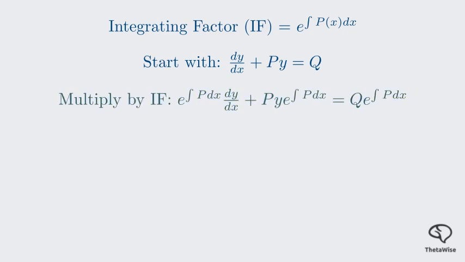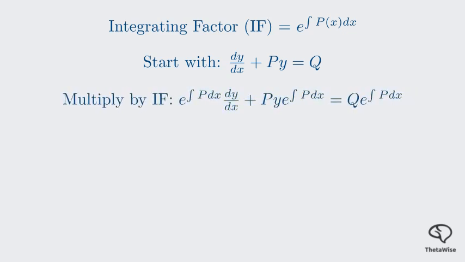It's the result of applying the product rule for differentiation. Specifically, the left-hand side is the exact derivative of the product y times e to the integral of P dx. We can write this as d/dx of the quantity y times e to the integral of P dx. Let's quickly verify this. Using the product rule, the derivative of u times v is u' v plus v' u. If we let u be y and v be our integrating factor, e to the integral of P dx, then u' is dy/dx.